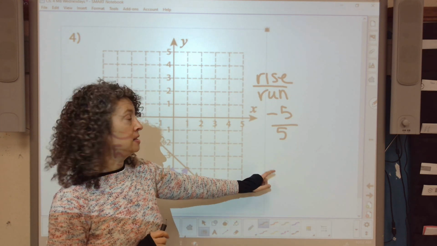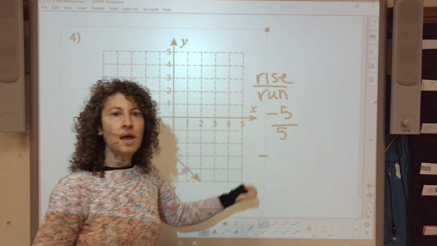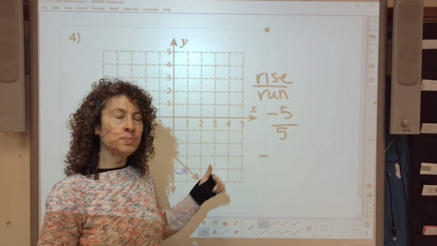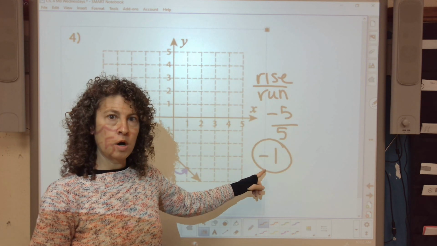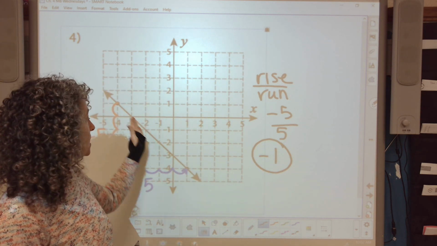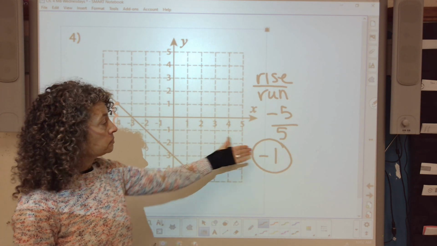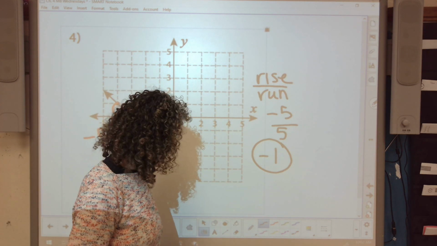I want to simplify this. A negative divided by a positive is a negative. And 5 divided by 5 simplifies to 1. So I get a -1 for my slope. Negative matches up with what I predicted, that I was going to get a negative slope. And I got a 1. So that's kind of mid-steep as far as my slope goes.